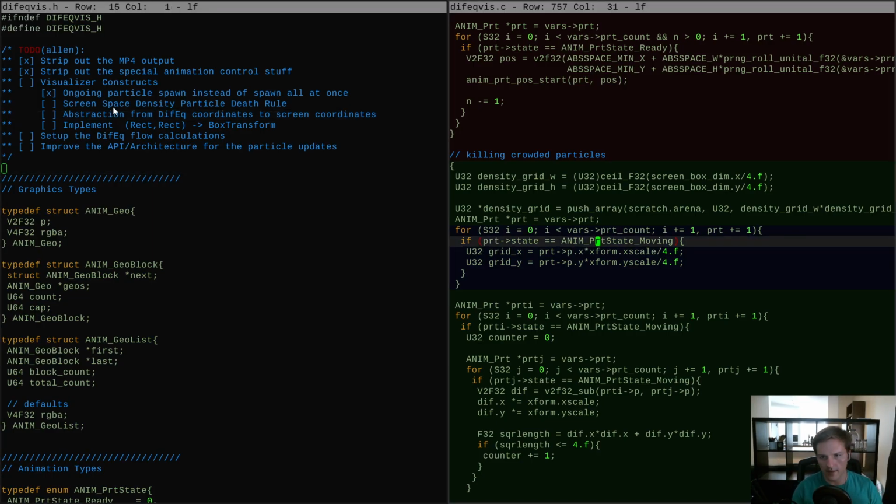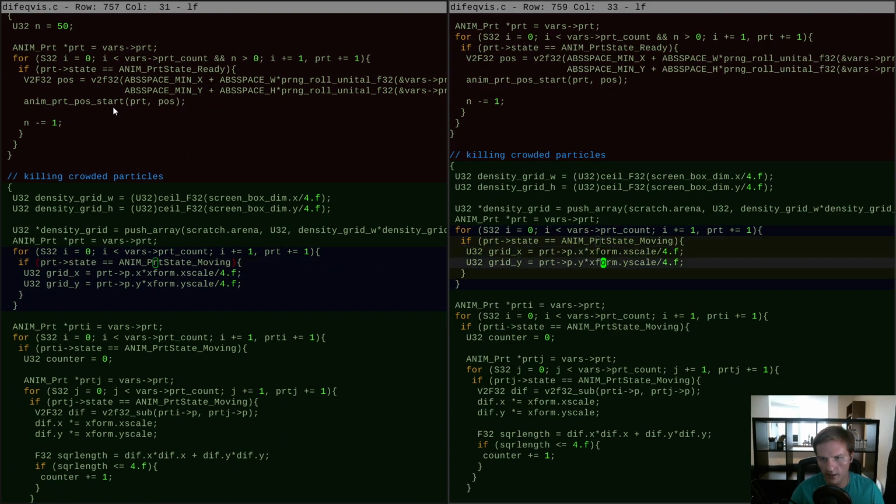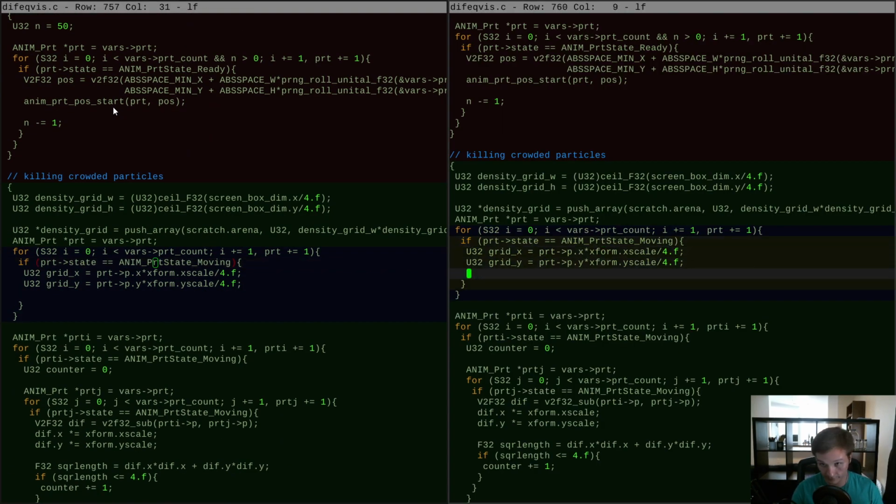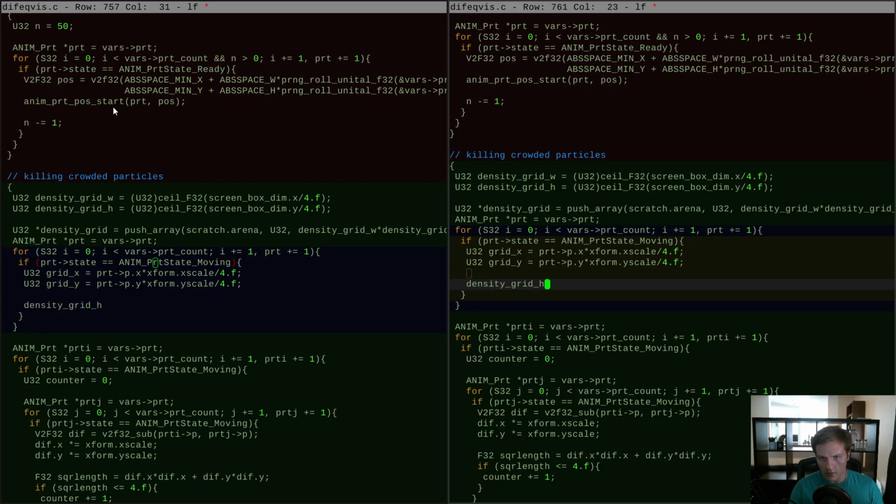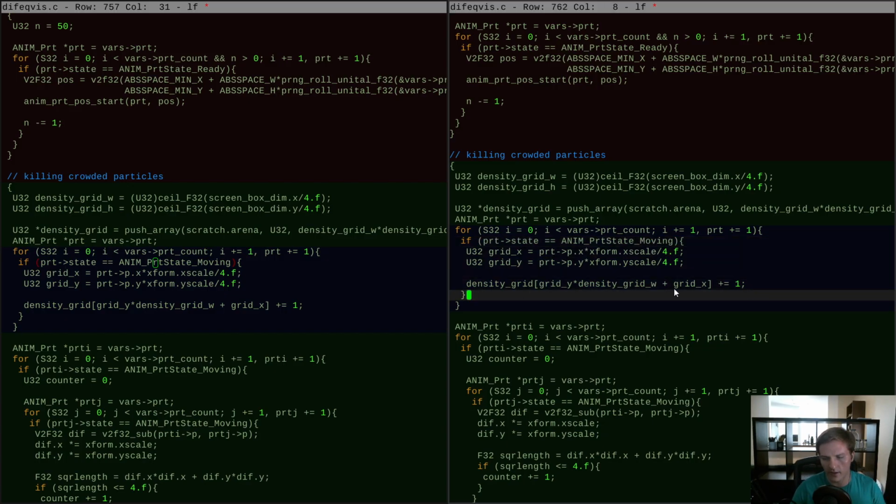But let's keep working on the density rule for a minute. Grid X, grid Y. So we want to go into our density grid. We want to do grid Y times density grid width plus grid X plus equals 1, right? We just increment each cell in the grid based on where the particles that are currently alive and moving are located.